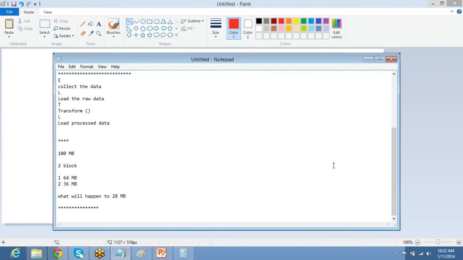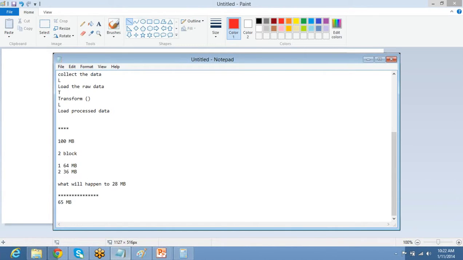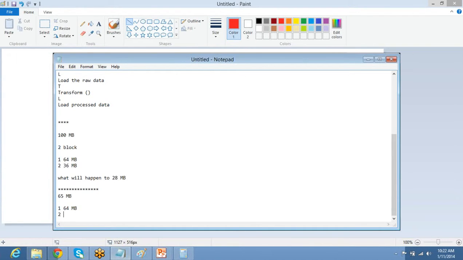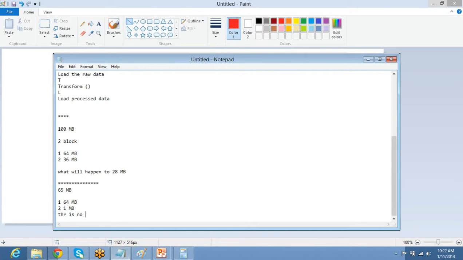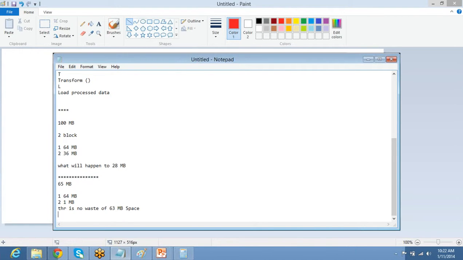So guys, there won't be any wastage of space. Suppose you are storing, instead of 100 MB, let's take the example of 65 MB only. There is one block of 64 MB and the second block will be of 1 MB only. So there is no waste of 63 MB of space. Your second block will be of 1 MB only. That 63 MB is not reserved. Perfectly explained by Prince.